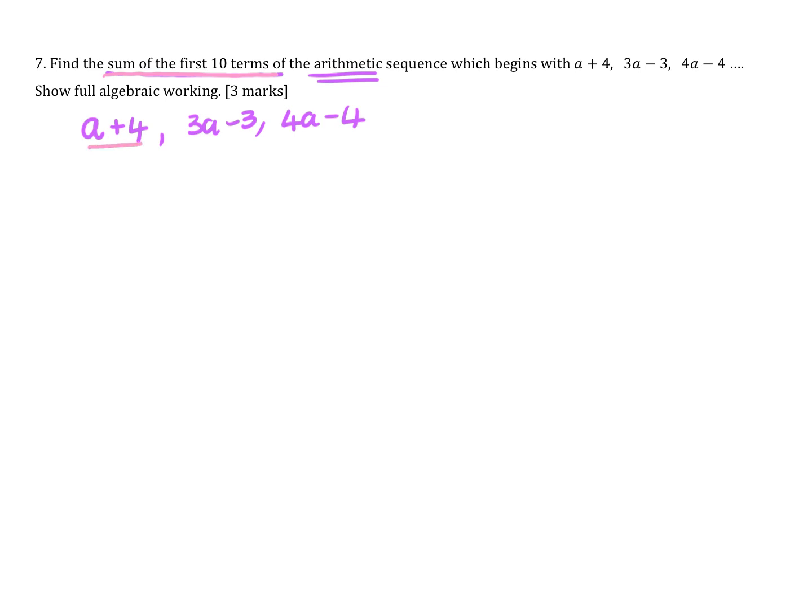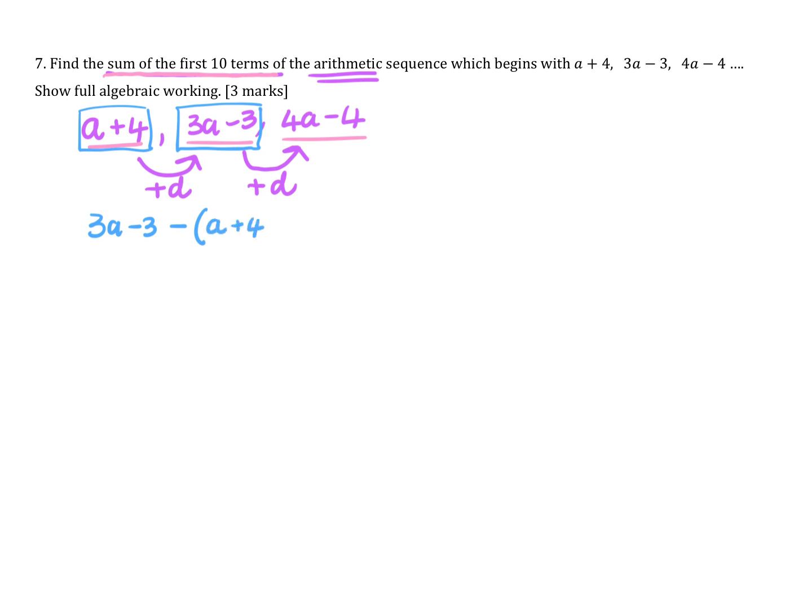Now, this is an arithmetic sequence, so I know that there is a common difference between terms. Getting from term 1 to term 2, I'm adding the same thing as I am getting from term 2 to term 3. So term 2 take away term 1, 3a minus 3, take away, make sure I use my brackets here, a plus 4, is the same as term 3 take away term 4. So let's write that down: 4a minus 4 minus bracket 3a minus 3.